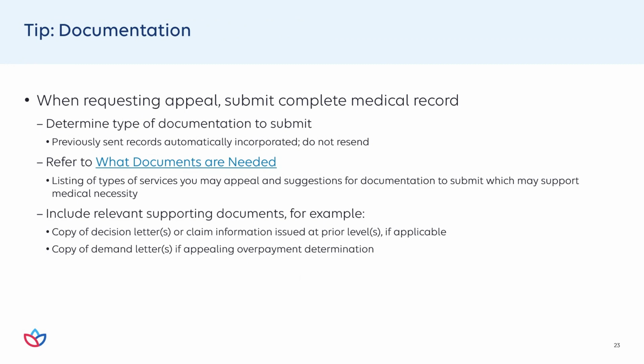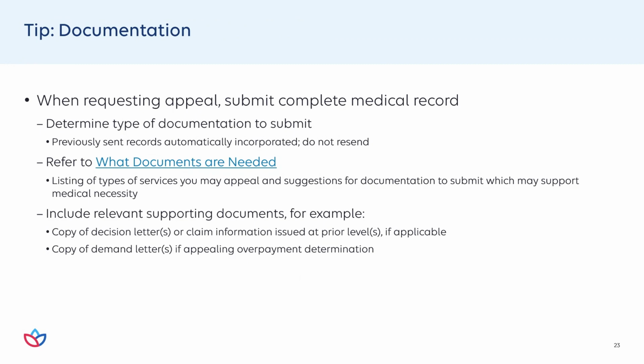That's impossible. The level of appeals that come in is so high that in order to keep up with our time frames for getting our decisions out, if we receive 3,000 pages of medical record documentation per appeal, it's going to be impossible to keep up with our necessary time frames. So when we say complete medical record, what we mean is that you want to determine what type of documentation to submit.